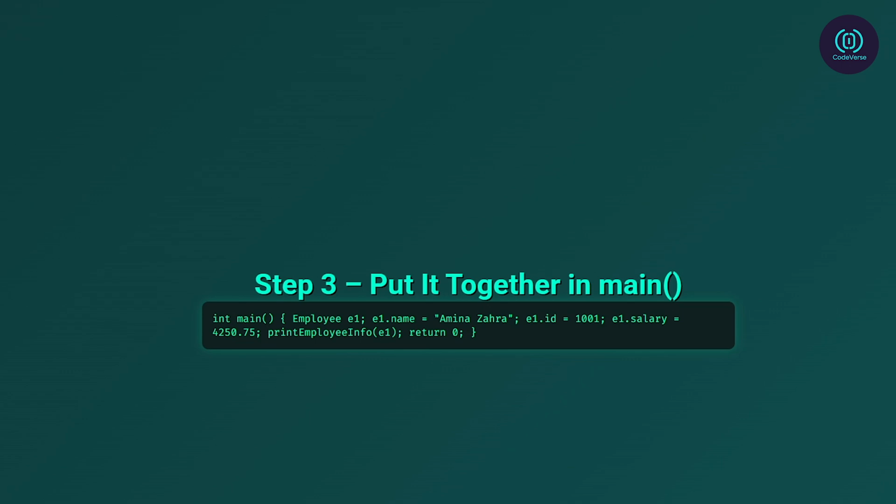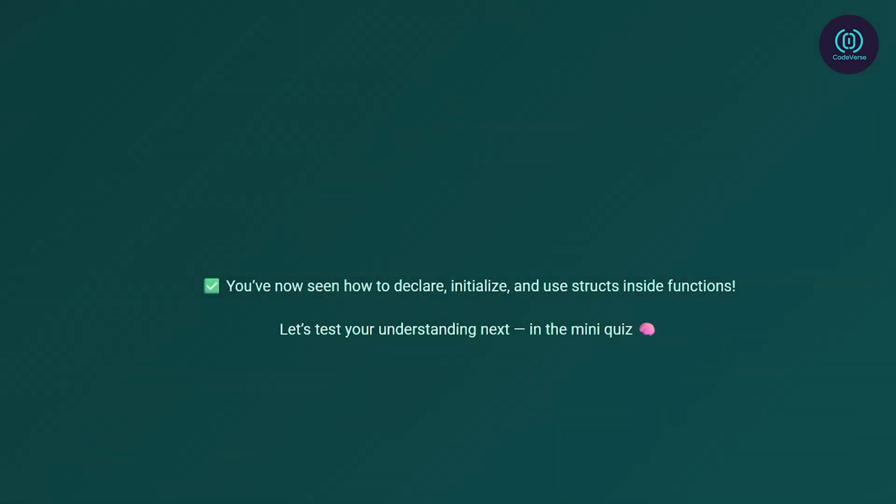Finally, in main, we put everything together. int main() { Employee e1; e1.name = "Amina Zara"; e1.id = 1001; e1.salary = 4250.75; printEmployeeInfo(e1); return 0; }. That's it. You now know how to define a struct, create an instance, access and modify members, and pass the whole struct to a function. This simple employee example ties all the concepts together, and gives you a practical foundation to build on. Let's now test your understanding with a quick quiz.